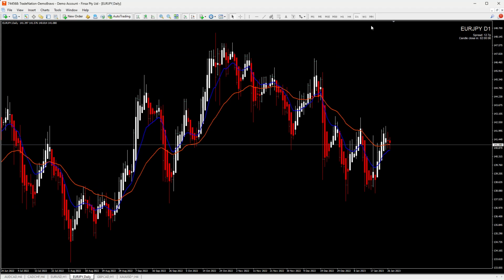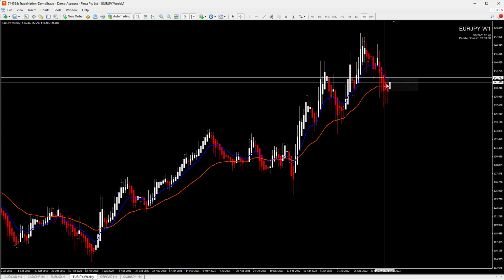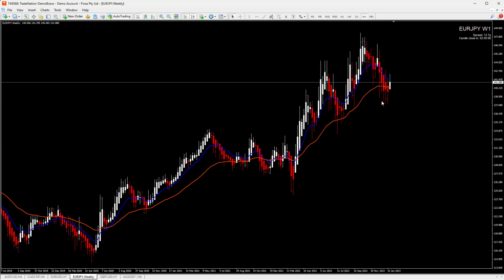Euro yen. Weekly chart is pointing up. We have a weekly long 1 to 3 with the spikes here.